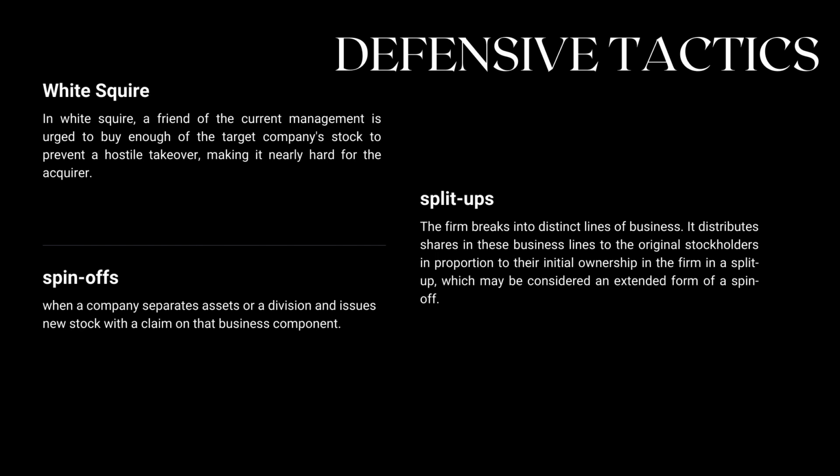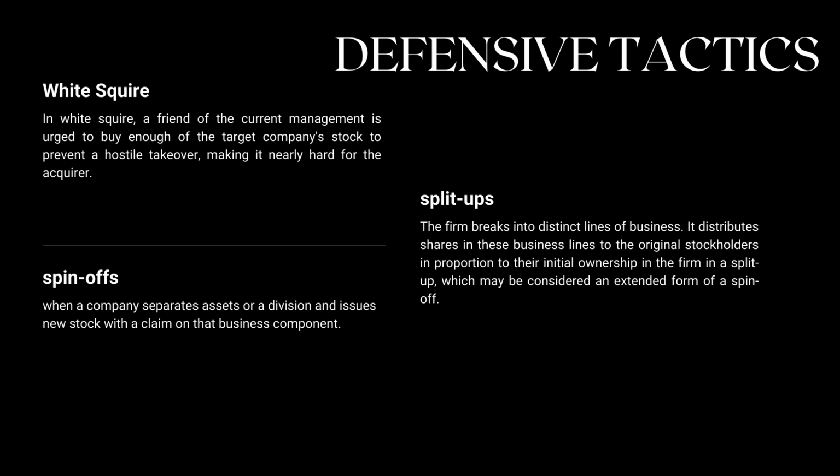After that is White Squire. In White Squire, a friend of the current management is urged to buy enough of the target company's stock to prevent a hostile takeover, making it nearly impossible for the acquirer. Other strategies include attempting to persuade the target company's shareholders that the offered price is too low.